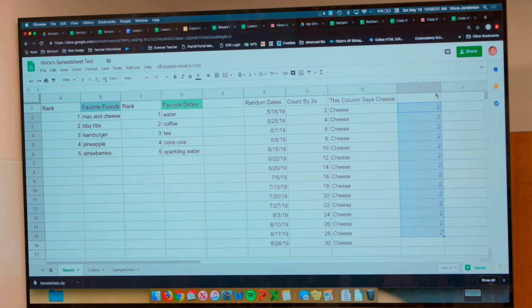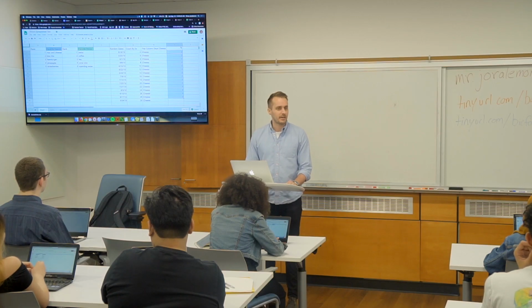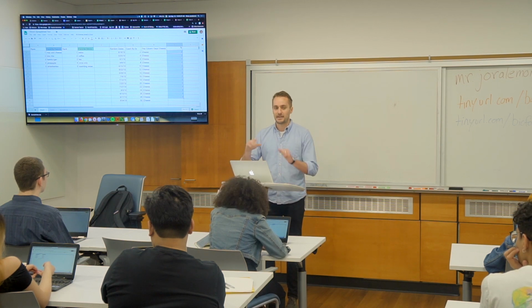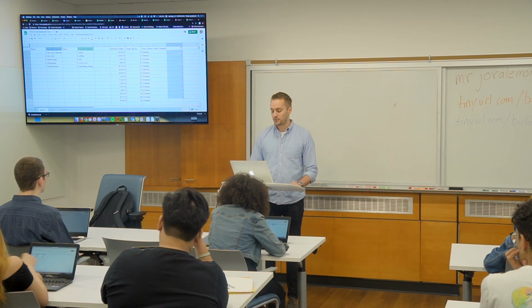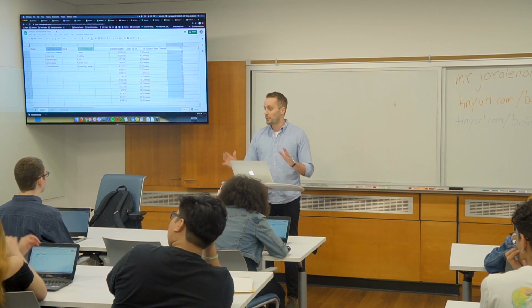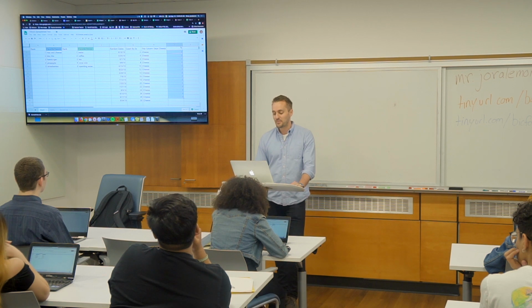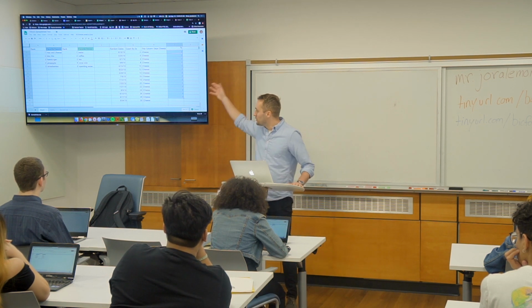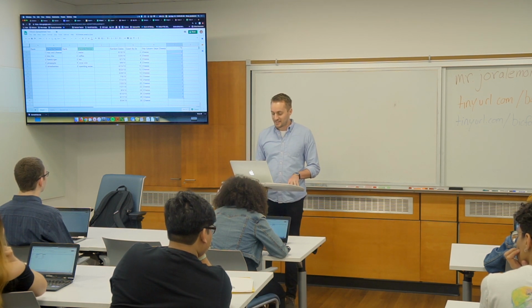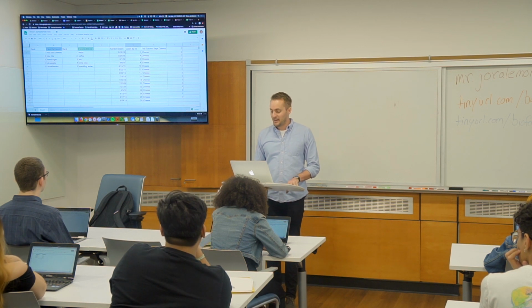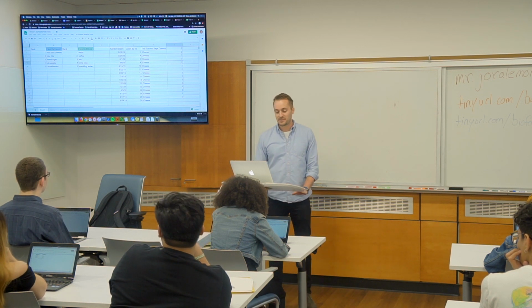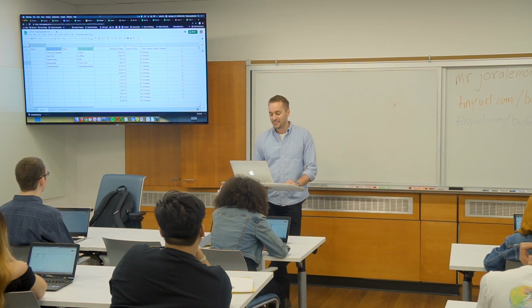Does this make sense? Have you all done things like this before? The drag down thing is so helpful. Once you do that, if you work in a lab, everyone's going to like you because you're going to go so much faster with everything. Look at this column. This is a beautiful spreadsheet. It says cheese. It says random dates, count by 2s, and then just the number 2 a bunch of times. This is a good spreadsheet, okay?